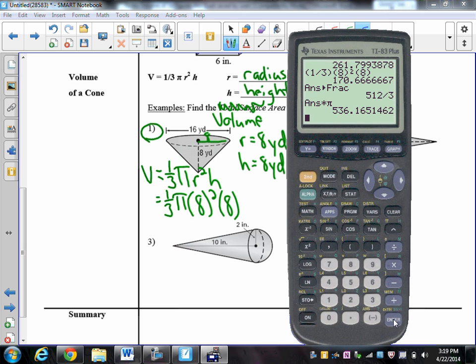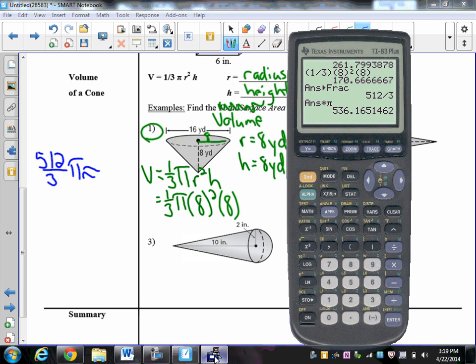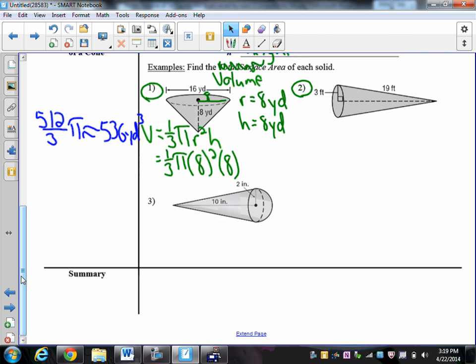So I guess I do have a little bit of room to write it, which is approximately 536. Of course, it's yards cubed. So in order to solve number 2, we need to find the height. We don't have the height.